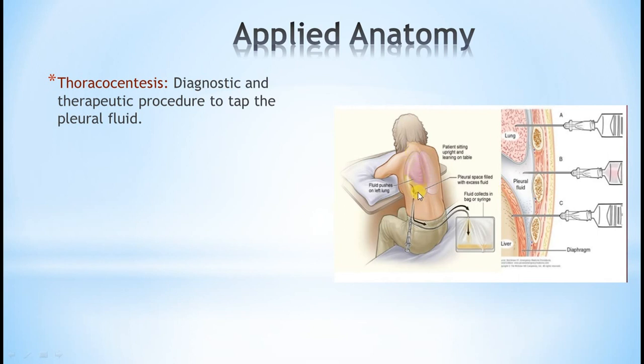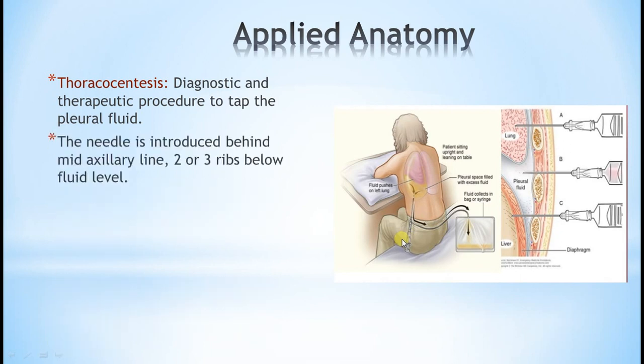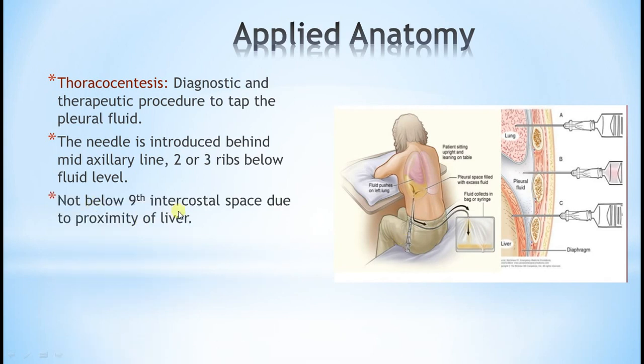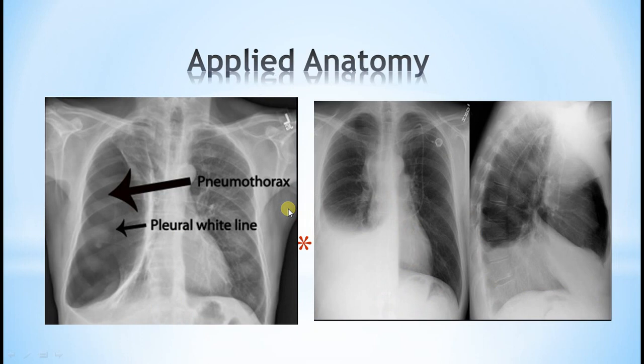The patient is asked to sit upright so that all the fluid tends to collect in the costodiaphragmatic recess, and then it can be drained. The needle is introduced 2 to 3 centimeters below the rib level, not below the 9th intercostal space, as I told you.